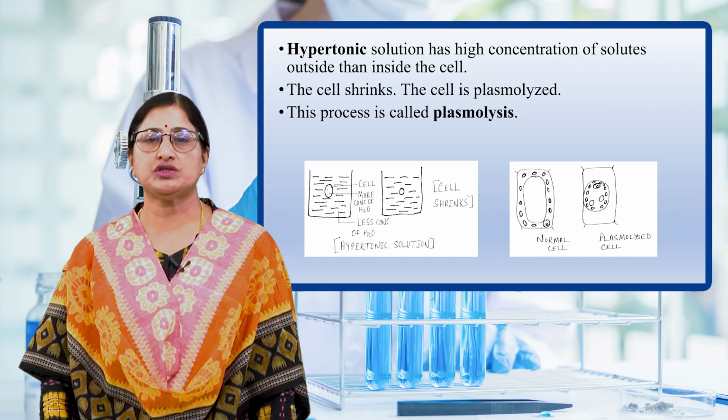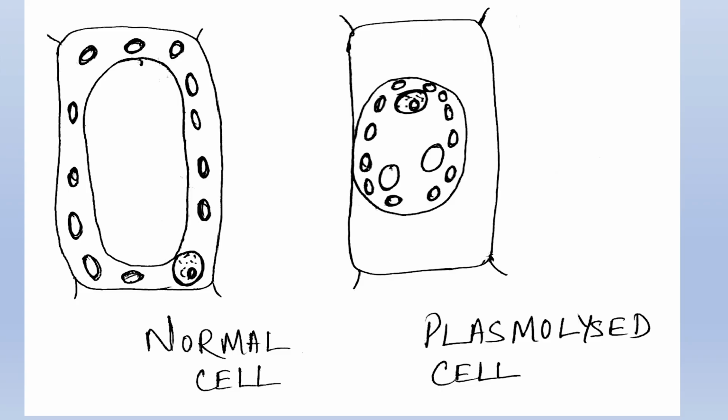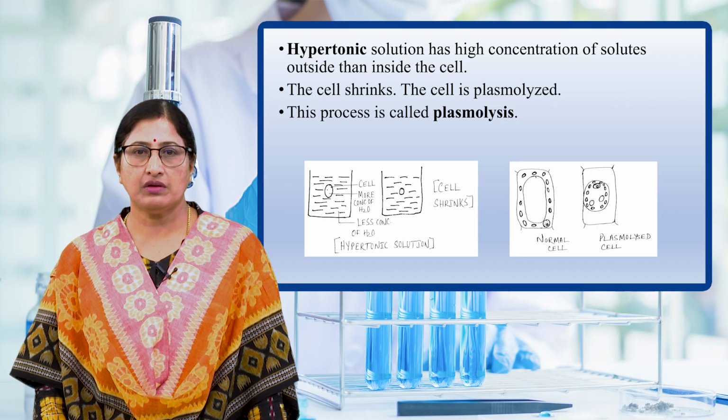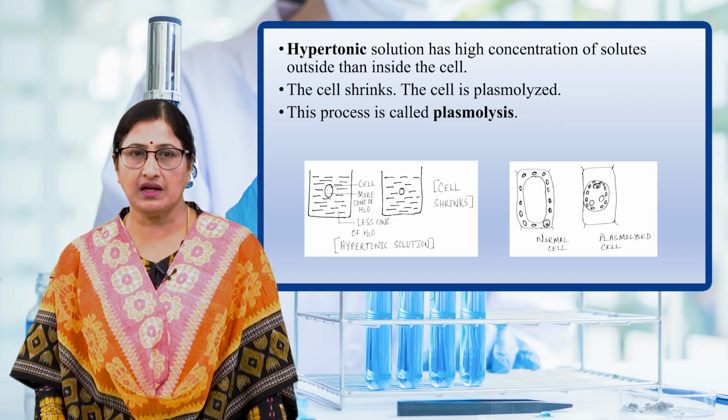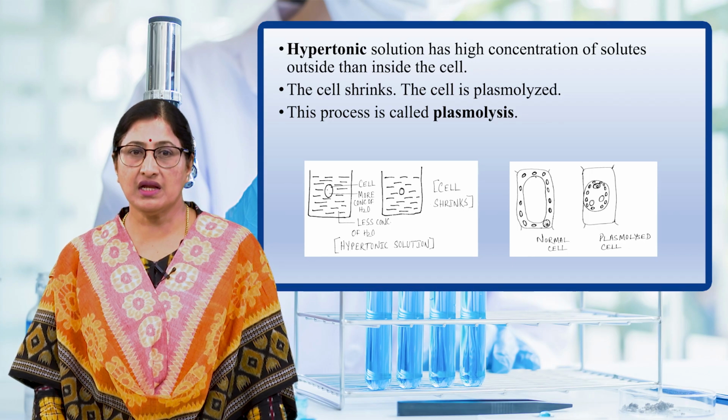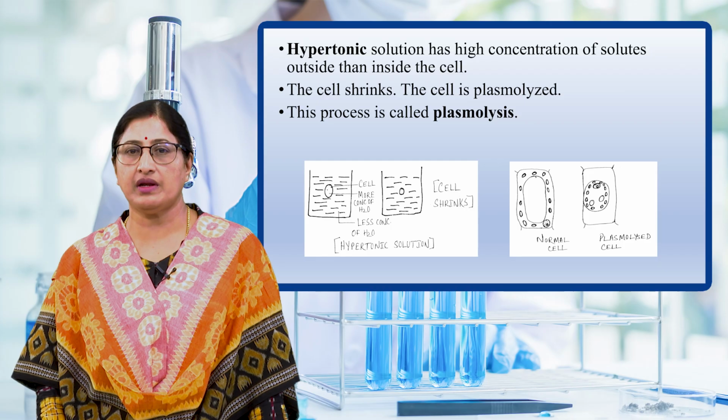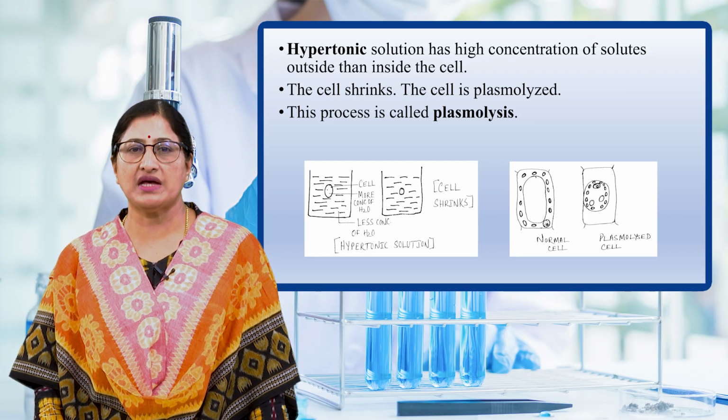Moving on to the next picture, when we are talking about a plant cell and a plasmolyzed plant cell. Here, the cell wall remains intact because that is rigid and impermeable, whereas the cell membrane shrinks, and this process is called plasmolysis. The water concentration outside is less than inside the cell. Thus, water moves out of the cell and the cell shrinks. The cell is plasmolyzed. Cytoplasm shrinks and pulls away from the cell wall. The cell wall remains intact but the cell membrane contracts. This process is called plasmolysis.